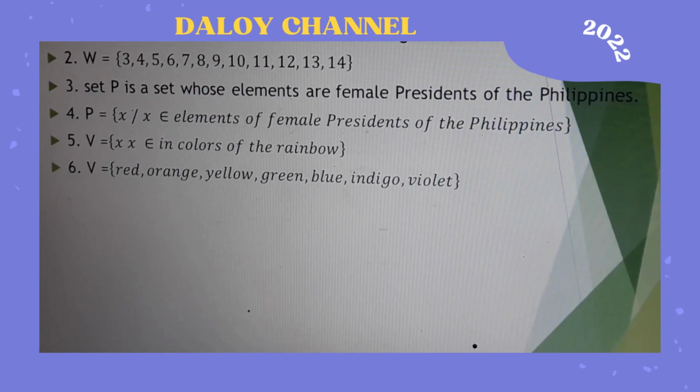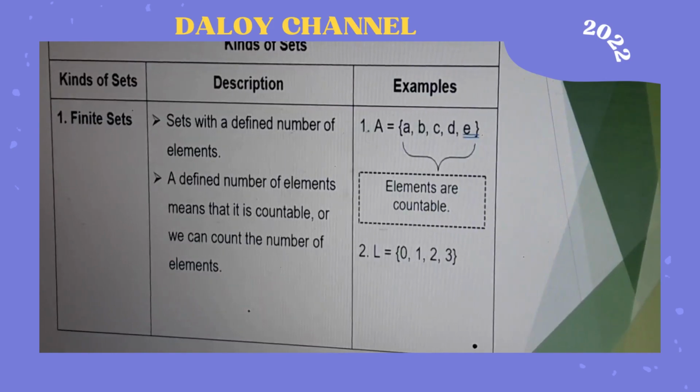Okay, we will continue to the next. This is also a part of the activity. Set W is a set whose elements are counting numbers between 2 to 5. So you have to perform that. Okay, let's continue to the kinds of sets.